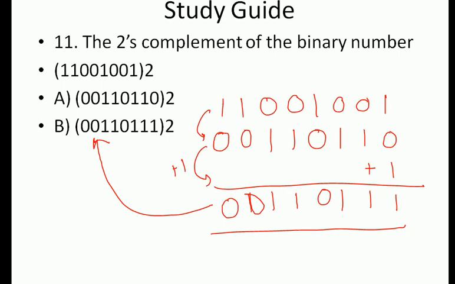What I have done, I am telling you again: I have to convert the 1's into zeros and zeros into 1's, and then add 1 to the 1's complement. This is the 1's complement of the number, and I have to add 1. The result is 1, 0, 1, 1, 0, 0, so 0 0 1 1 0 1 1, and you can find this lies in option B.